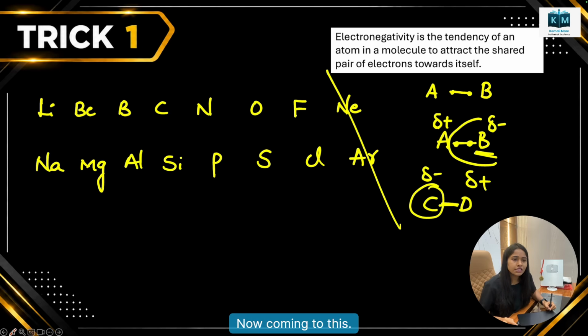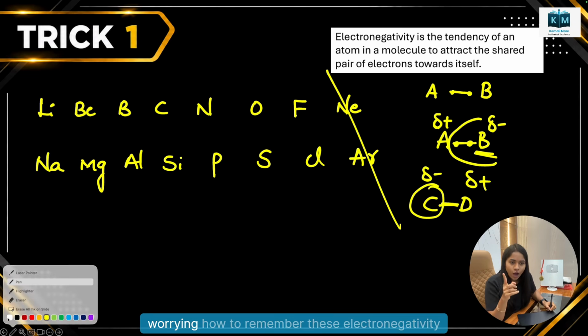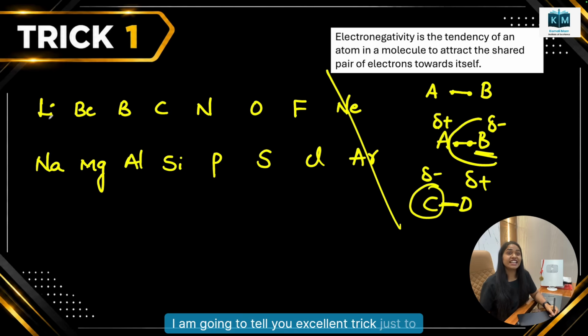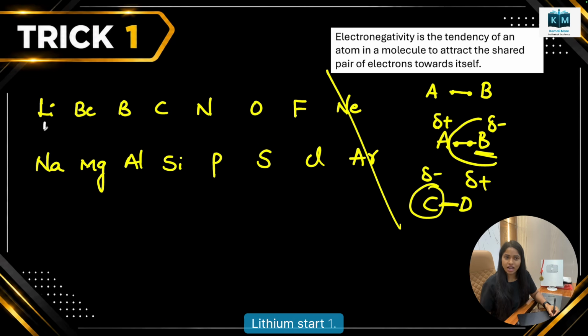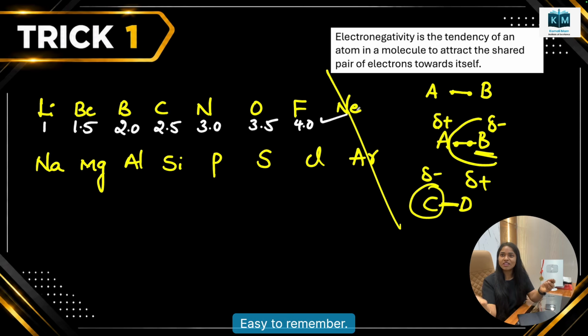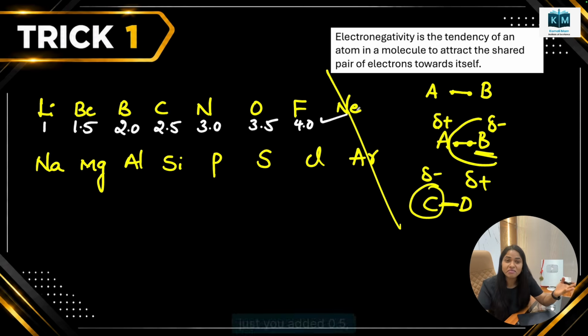Now coming to these elements, you are worried about how to remember these electronegativity values. No, I am going to tell you an excellent trick. Just see, lithium starts at 1. Add 0.5 to this, you will get 1.5. Add again 0.5, 2, add 0.5, 2.5, add 0.5, 3, add 0.5, 3.5. That's it, easy to remember, no? You just added 0.5, my dear students.